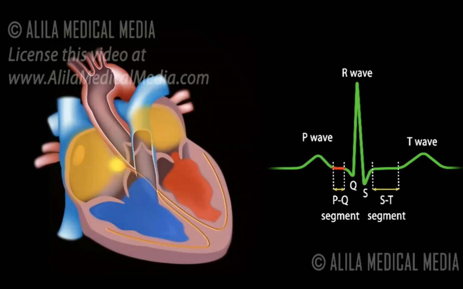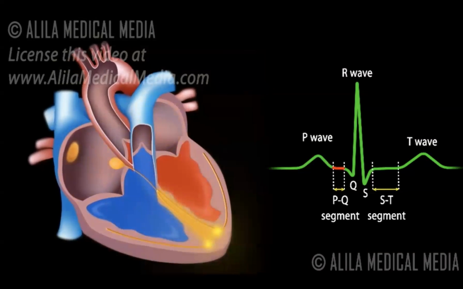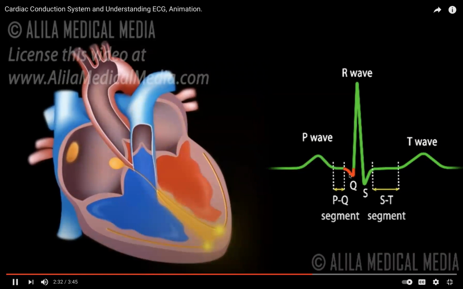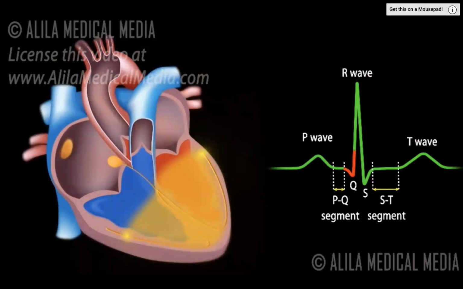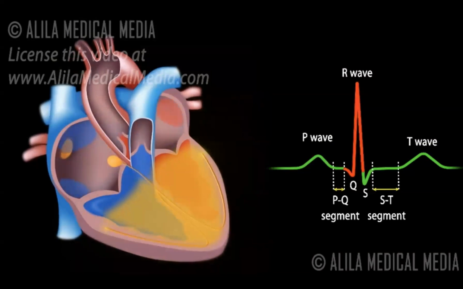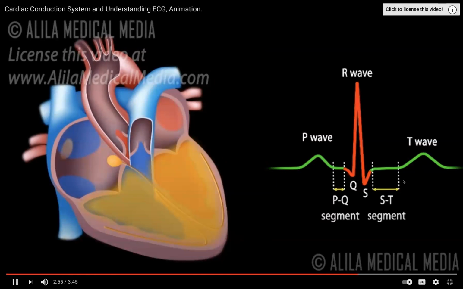The QRS complex marks the firing of the AV node and represents ventricular depolarization. Q wave corresponds to depolarization of the interventricular septum. R wave is produced by depolarization of the main mass of the ventricles. S wave represents the last phase of ventricular depolarization at the base of the heart. Atrial repolarization also occurs during this time, but the signal is obscured by the large QRS complex.